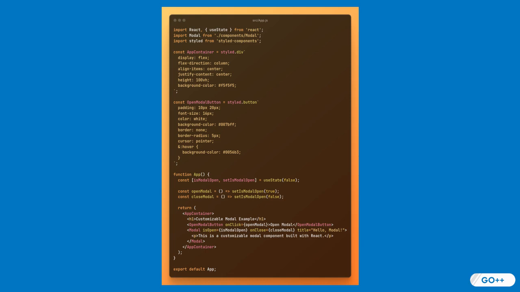In app.js, we'll utilize React hooks for state management. We'll create a button that, when clicked, opens our modal. The modal itself will be a separate component located in modal.js. This modal component will be styled using styled components, allowing us to create a clean and visually appealing design. We'll handle the opening and closing of the modal using state, and pass props to customize its title and content. Let's take a closer look at the app.js file.